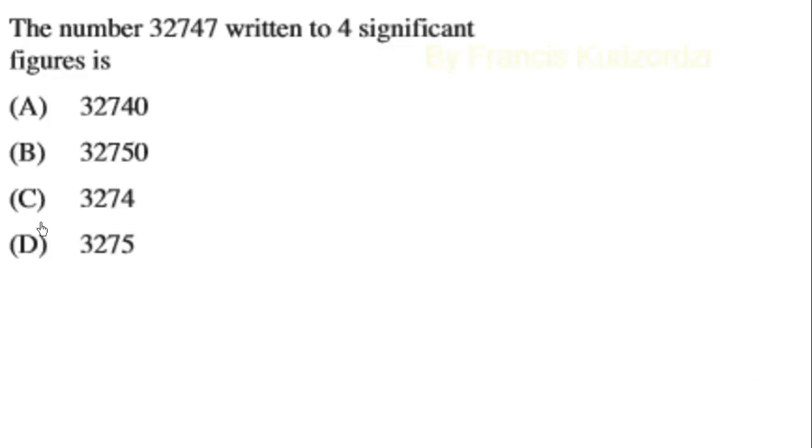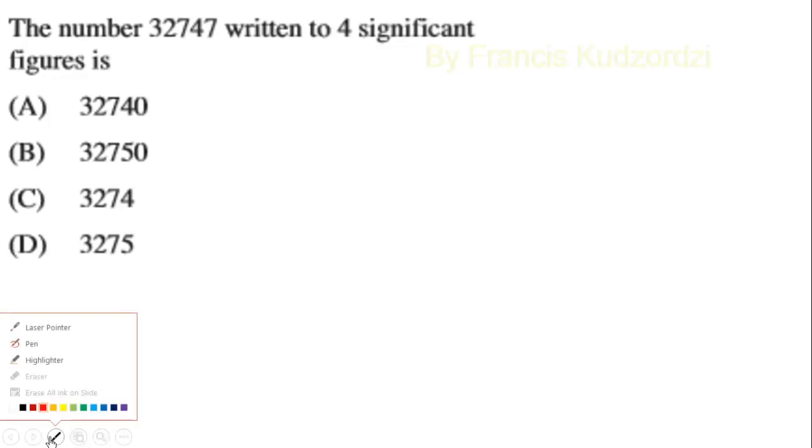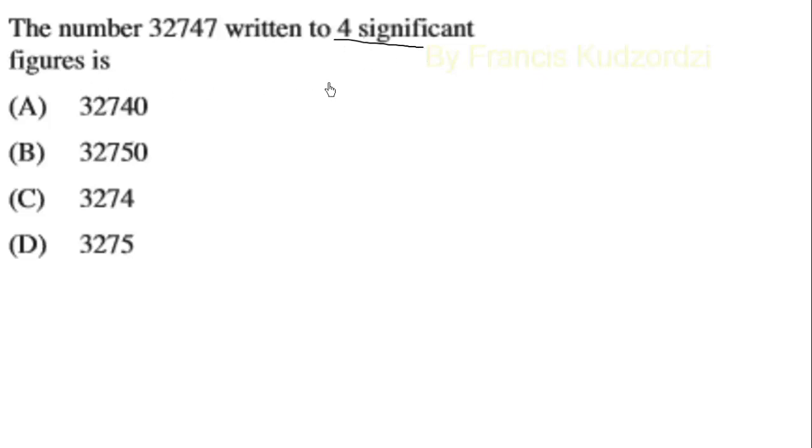So we start with this first question. The number 32,747 written to 4 significant figures is... So the number is 3, 2, 7, 4, 7. We want to rewrite this to 4 significant figures.